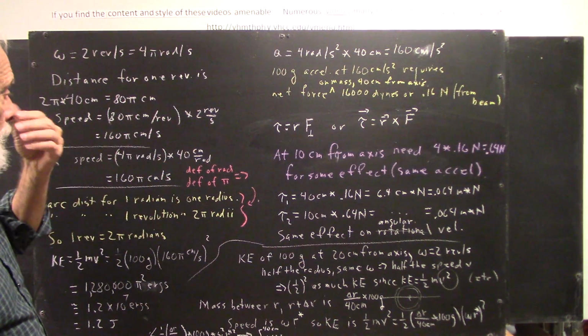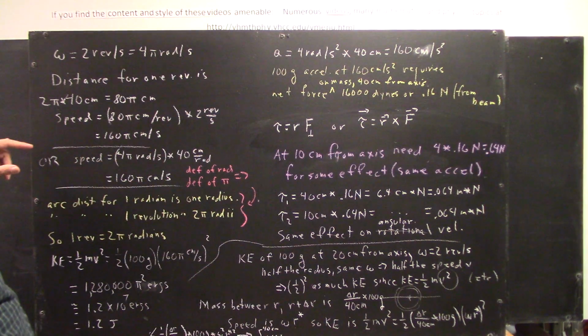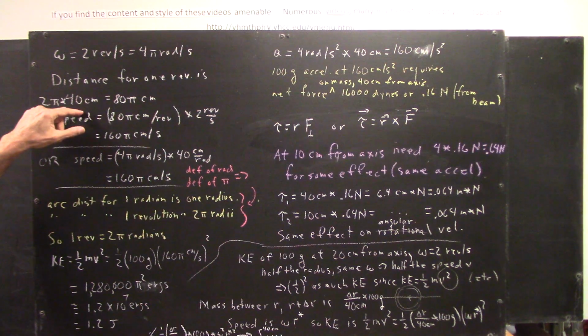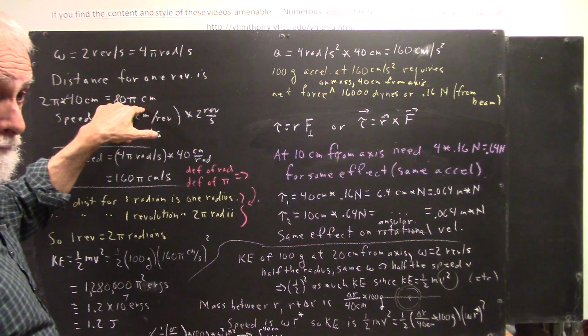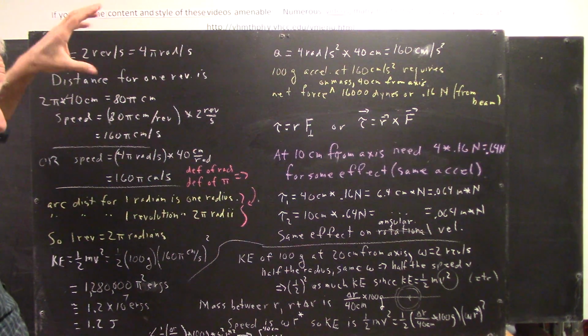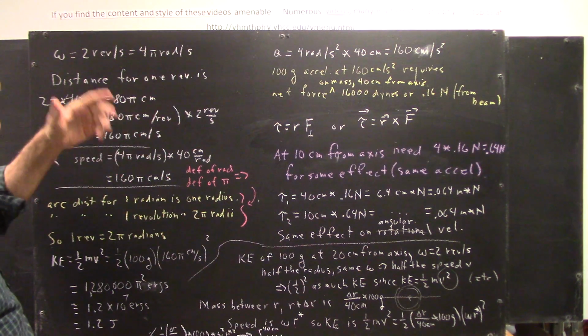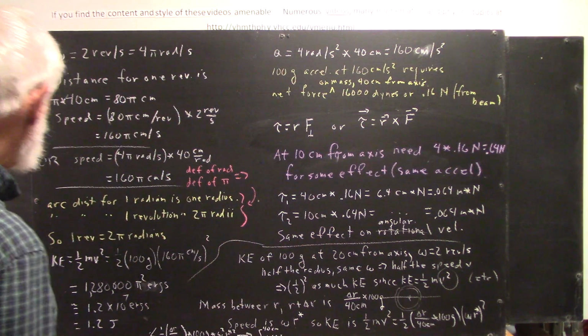Okay, so by the definition of pi, we know that this thing moves 2 pi times 40 centimeters in 1 revolution. Not from the formula 2 pi r, but from the definition of pi as a ratio of circumference to diameter. And of course we know that diameter is double the radius.